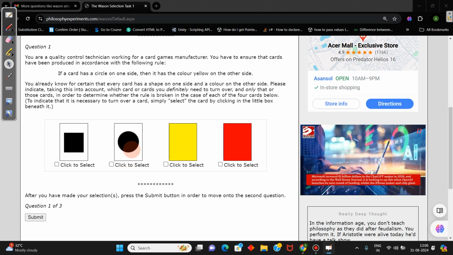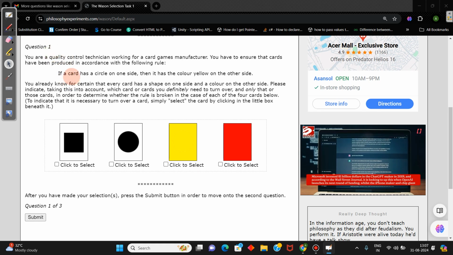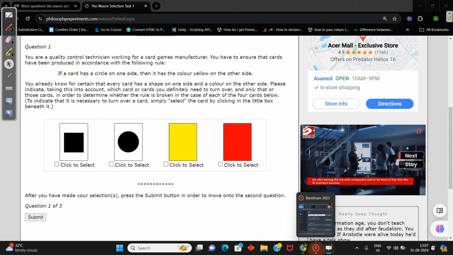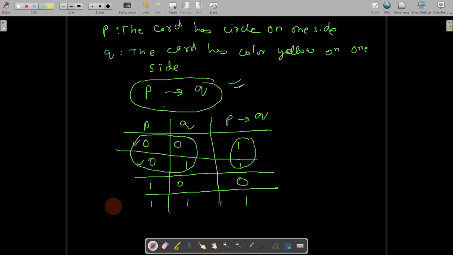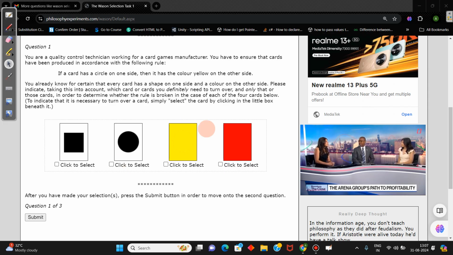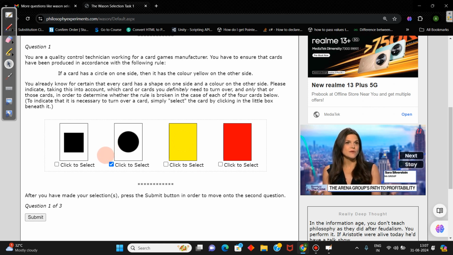Let us check option number 2. Here P is true. That the card has a circle on one side is true. That means in the truth table P would have a value of 1. So where does P have a value of 1? In these two rows of the truth table. Now see the value of Q. This card we will have to turn. Why? Because for this row, if P is true, that means the card has a circle on one side, but Q is false, that means it does not have yellow color on the back side. Then the rule P implies Q becomes false. So we need to turn this card and check whether yellow color is there or not on the back side.